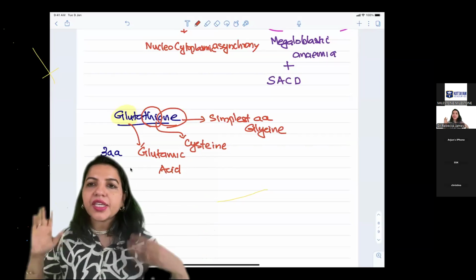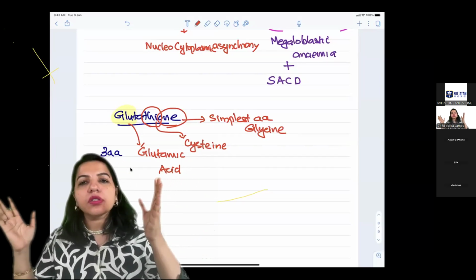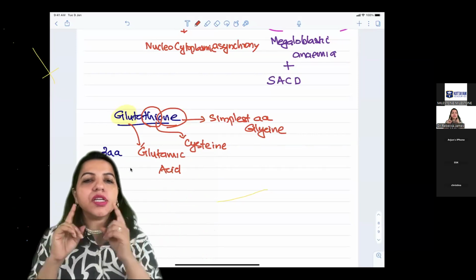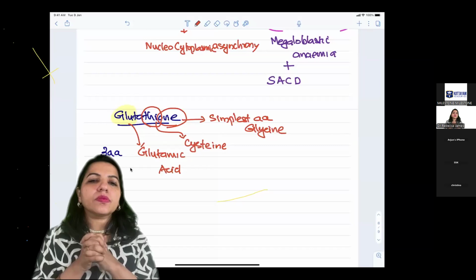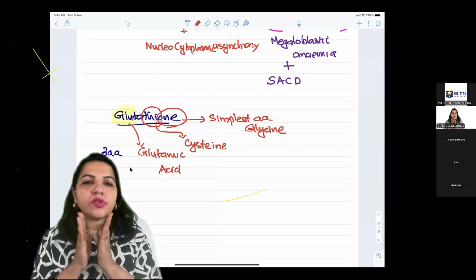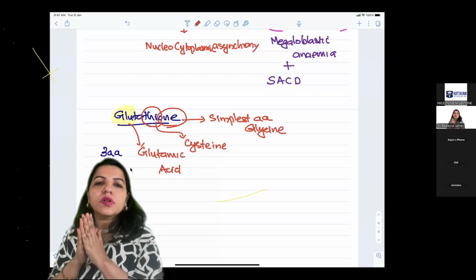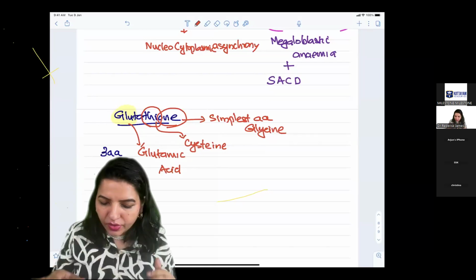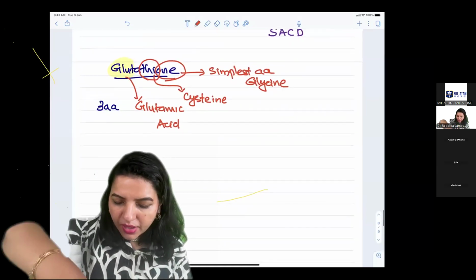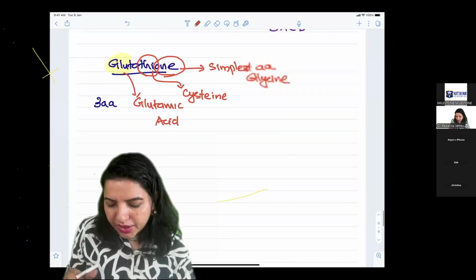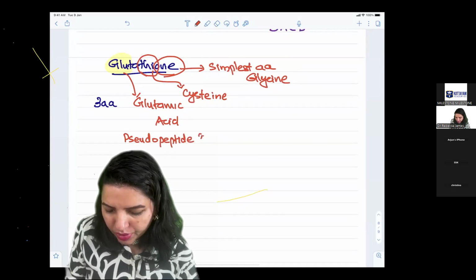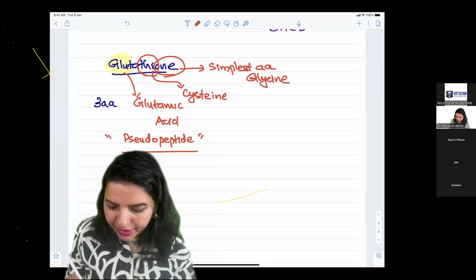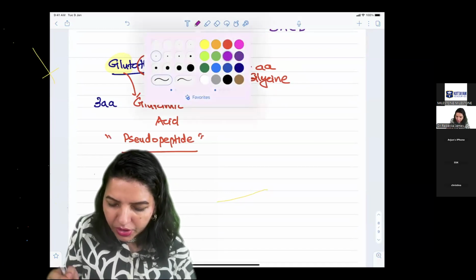Coming back, which are the three amino acids in glutathione? Yes. GLU stands for what? GLU stands for glutamic acid. Correct. Okay. So these are the three amino acids here. Now, this is a pseudopeptide because it is not a true peptide bond. It's a pseudopeptide. And what are the functions of glutathione?